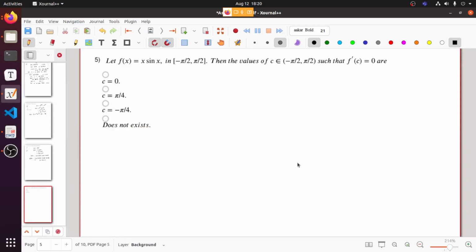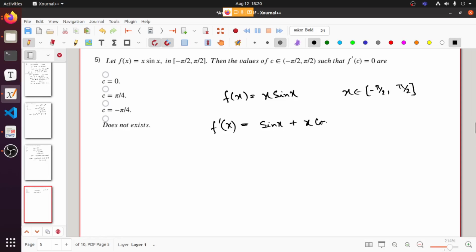Okay, so what it is saying, f(x) is given, f(x) is x sin x in the interval for x belongs to minus pi by 2 to pi by 2. You have to find the values of c such that f dash c is 0. So first you have to find the derivative of f. So what will be the f dash of x? It will be again UV formula. So it will be sin x plus x cos x, right?